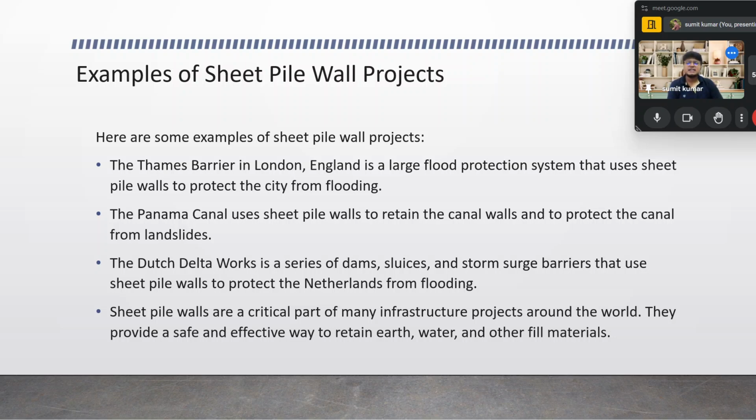When we move ahead, the Panama Canal uses the seed pile walls to retain the canal wall and to protect the canal from landslides. Landslide protection is also one of the aspects we have seen in the application of the seed pile wall. The third one is the Dutch Delta Works, a series of dams, sluices, and storm surge barriers that uses the seed pile wall to protect the Netherlands from flooding.